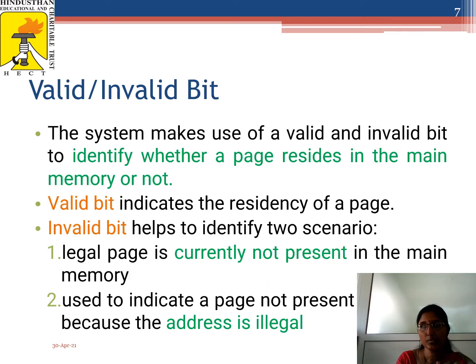In demand paging, each process has a page table that gives the details about where the pages of the process exist in main memory. In addition to that, the page table maintains a valid and invalid bit to identify whether the page resides in main memory or not. Here, the valid bit indicates that the particular page of the process is present in main memory. Then, the invalid bit helps to identify two different scenarios: the requested page is currently not present in main memory, or the page is not in memory because the address is illegal.